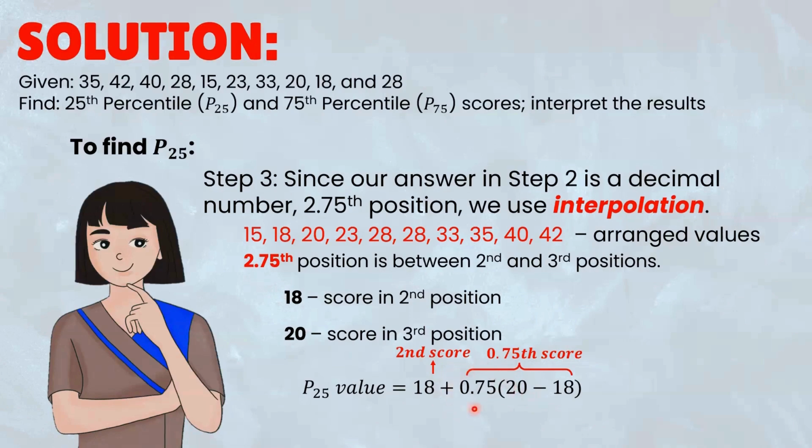By the way, 0.75 here came from our answer in step 2, which is 2.75, the decimal part of our answer in step 2. Okay, then 20, of course, is our third score, and 18 is our second score. So we perform the operation. We have 18 plus 20 minus 18, that gives us 2, times 0.75, that gives us 1.5. So 18 plus 1.5 gives us 19.5.